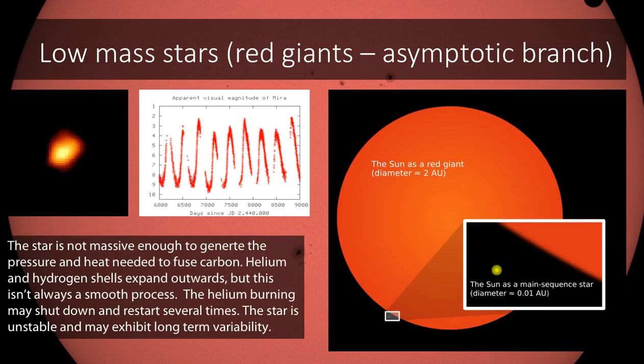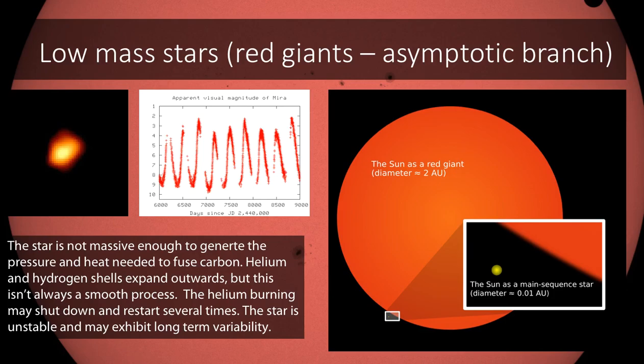The Sun as a main sequence star is about 0.01 astronomical units in diameter. The Sun as a red giant has a diameter of over 2 astronomical units. That's twice the distance potentially from the Sun to the Earth in its current orbit. So these stars are pretty darn big.